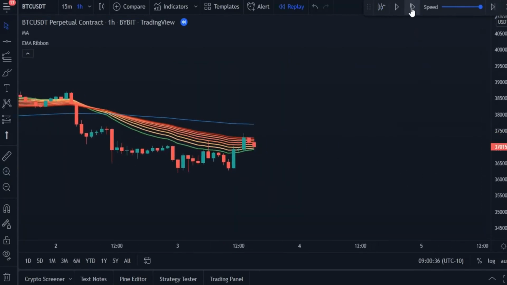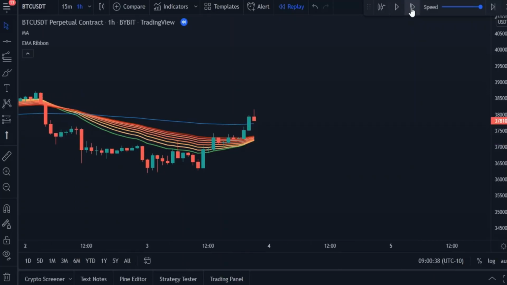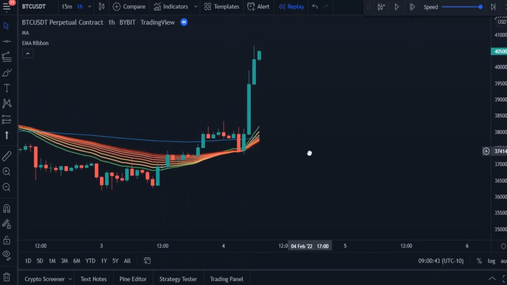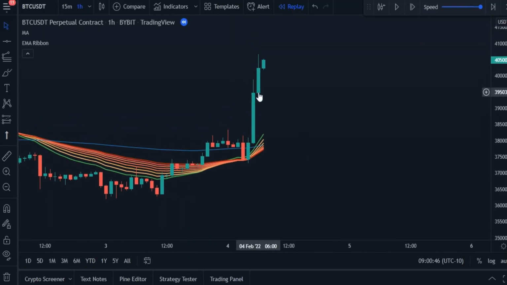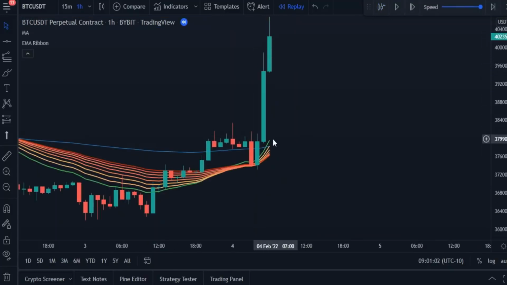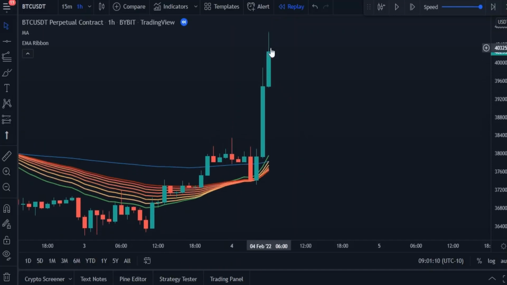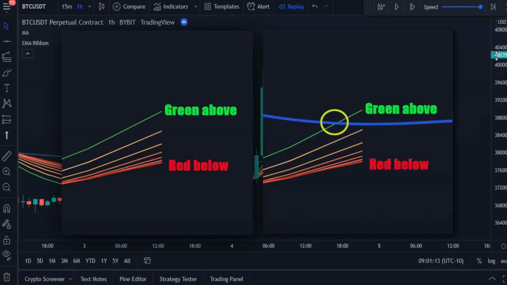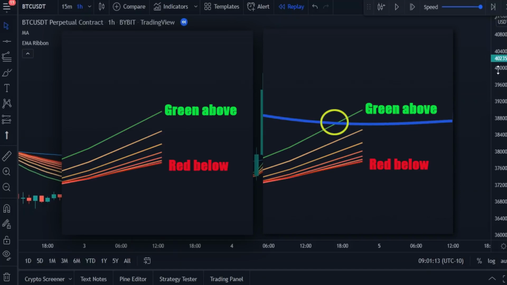Now let's run the player and look for the perfect entry point. Here, at this candle, it will be the entry point, but let me repeat it so that we understand more. Here, when the green EMA line crossed the blue moving average line from bottom to top, we will determine the entry point, and it will be at the first green candle above these lines. The order of the EMA lines should be as follows: the green line at the top and the red line at the bottom. As for the intersection, the green line should cross the blue moving average line from bottom to top.